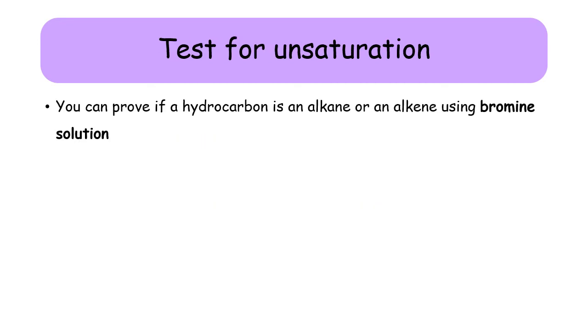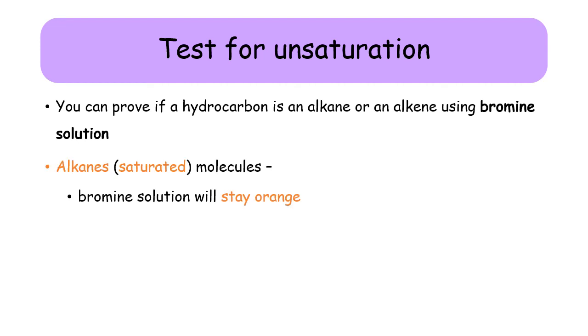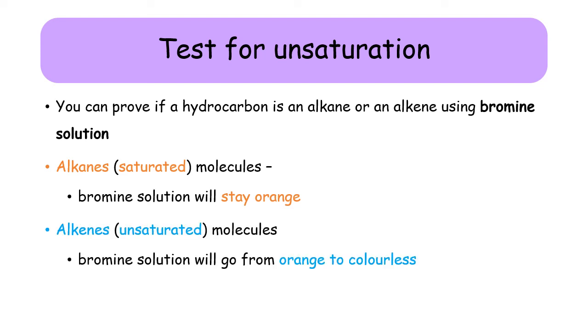So how do we test for unsaturation? Well, what we use is a chemical called bromine solution, which starts off an orange color. Now, for alkanes, things which are saturated, when we add this bromine solution to them, nothing happens. The bromine solution stays orange. However, if we were to add the bromine solution to an alkene, something that is unsaturated, the bromine solution goes from orange to colourless. So we can use this test to prove whether or not a hydrocarbon is an alkane, stays orange, or an alkene, goes from orange to colourless.